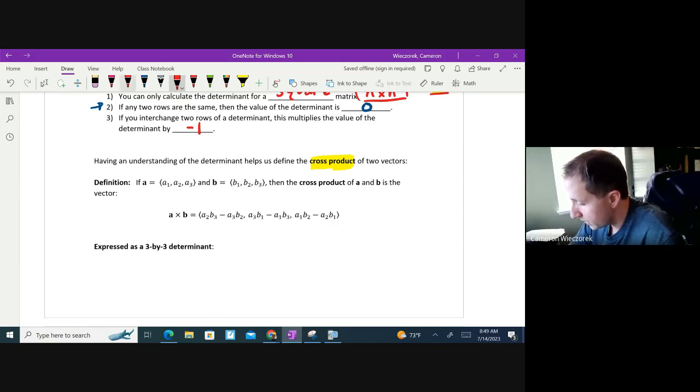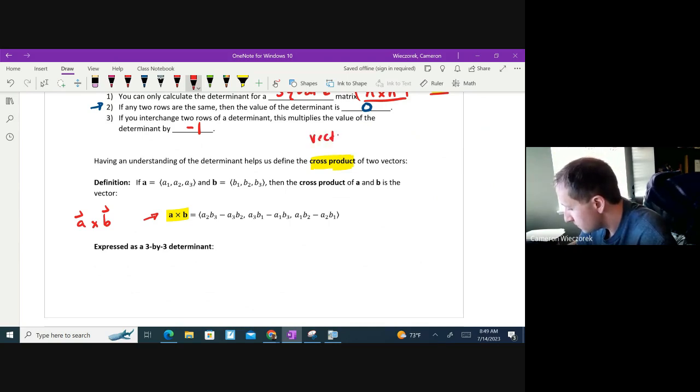So let's take 2 vectors, call them A1, A2, A3, and B1, B2, B3. The cross product of A and B, which we denote A cross B, notice that these are vectors. So if I was writing this on paper, I would put my arrows above them. It still results in a 3-component vector. So that's one thing that's different about the cross product: you put in 2 vectors and you get out 1 vector, whereas with the dot product, you get out a scalar.